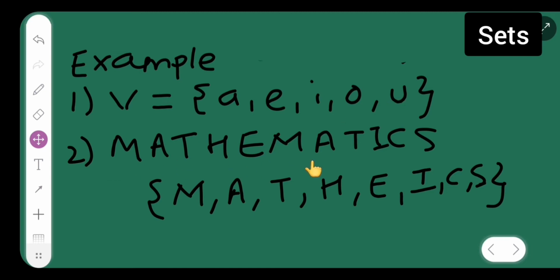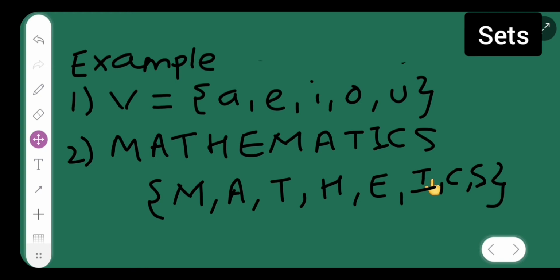Next is the word mathematics. So I have to write the set of all letters that form the word mathematics in the roster form. This is the example of a roster form, okay? So now M, comma, A, comma, T, comma, H, comma, E, comma, M is there now, okay? But M is repeated again. And we do not repeat any element again and again, okay? So we don't put that M again because it is already there. So A is also already there, T is also there. So I, comma, C, comma, S, okay?